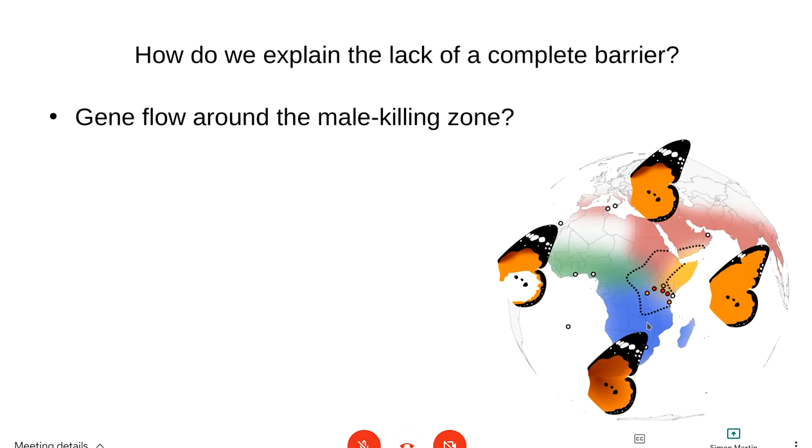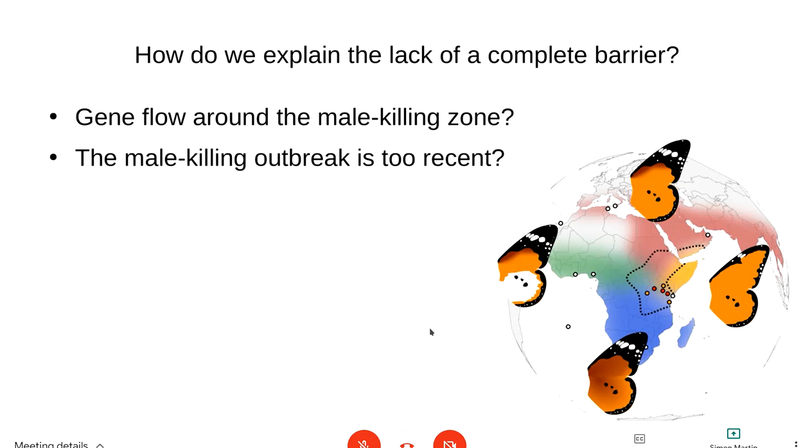That's possible to test, but at the moment we don't currently know exactly how far individuals tend to disperse and what the main routes and direction of dispersal are. So there's still quite a lot of work there to understand just how much gene flow happens and how far individuals can move. The second hypothesis is that there is, in fact, a barrier caused by male killing in this region, but it's too recent to detect.